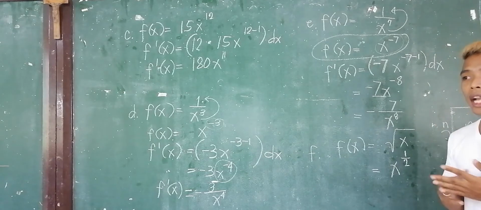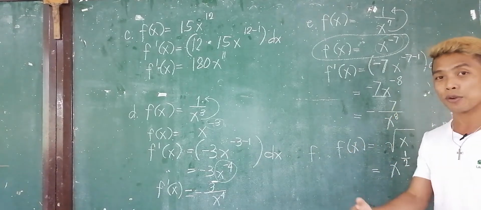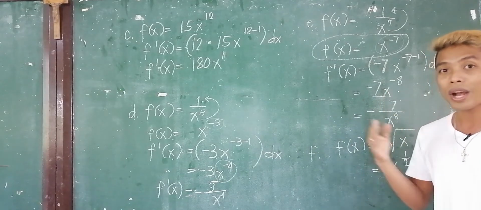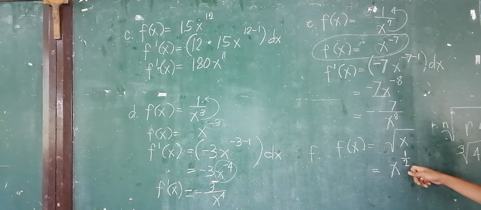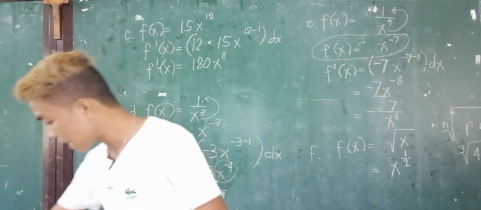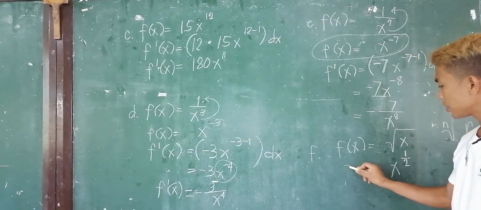Kaya, kapag binigyan ka ng square root ng kahit anong number, automatic 1/2 ang exponent. Basta square root, 1/2 yan. Okay? Kapag naman 3 ang nakalagay, 3 ang sa denominator. Sige. Ngayon, paano mo yan gagawin? How do you find the derivative of this function?